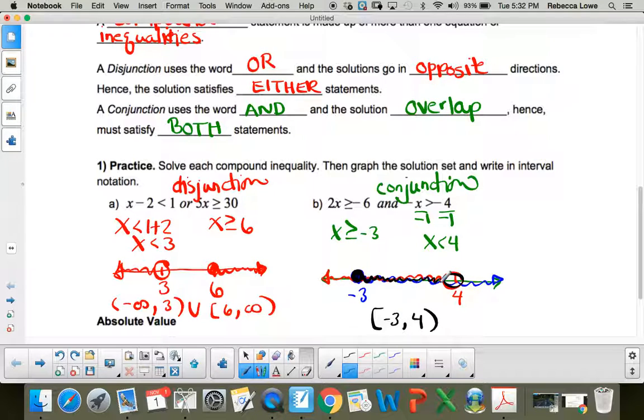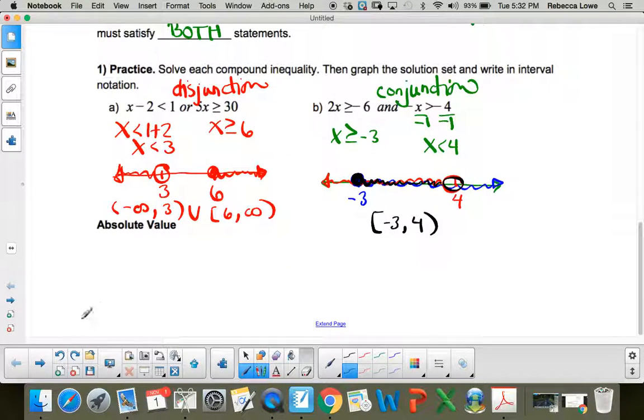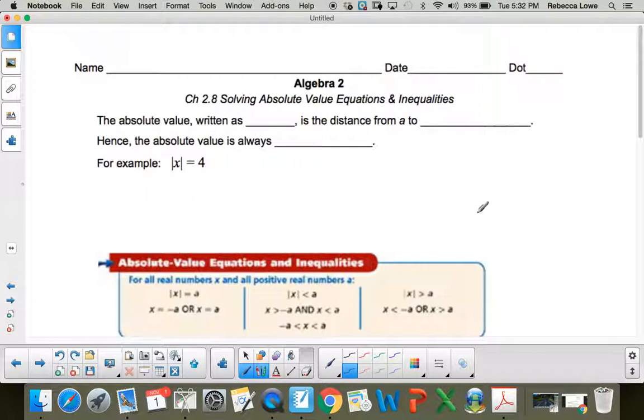So those are conjunction statements, and the reason we solve those first is because when we solve absolute value inequalities, we have to create conjunction statements. But first we're going to start with absolute value equations.